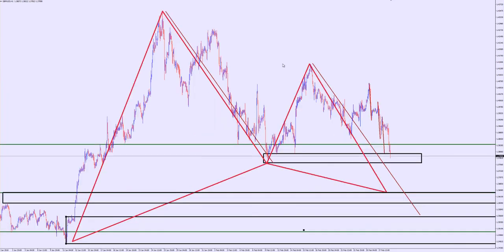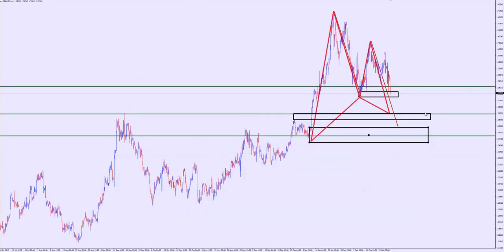So I hope this helps. This is what I'm looking at. Again, on the 4 hour, plenty of room to the downside, but we are in a zone where previous demand came in.